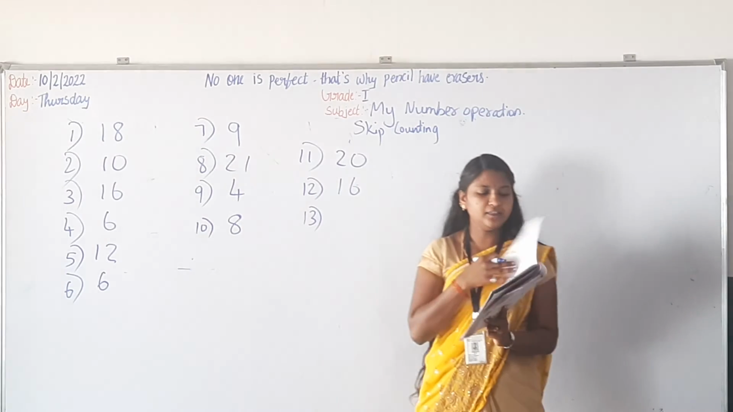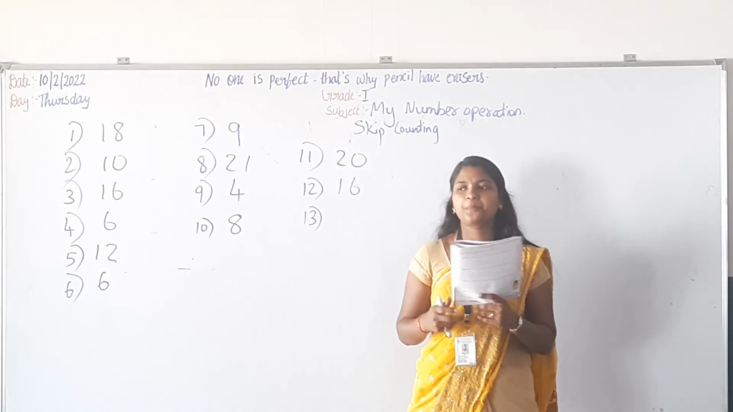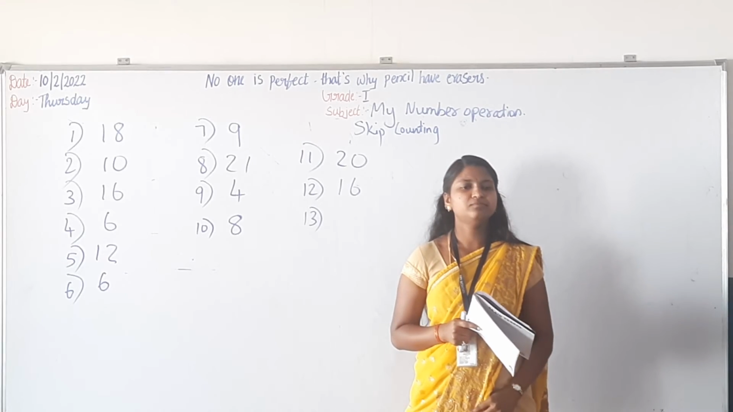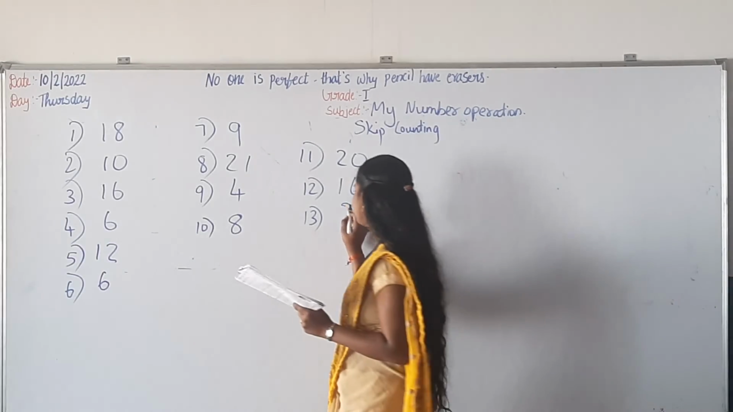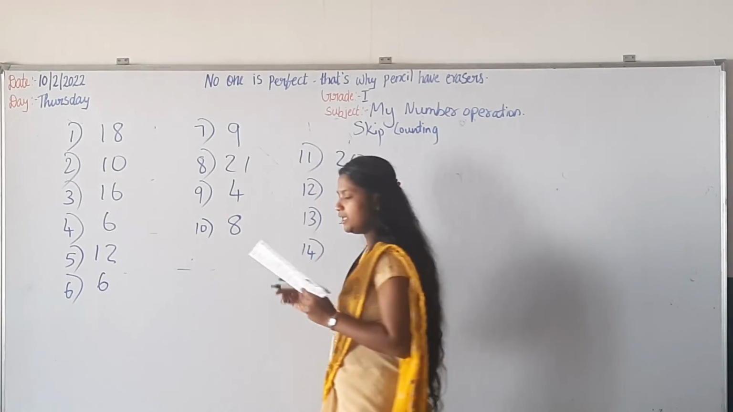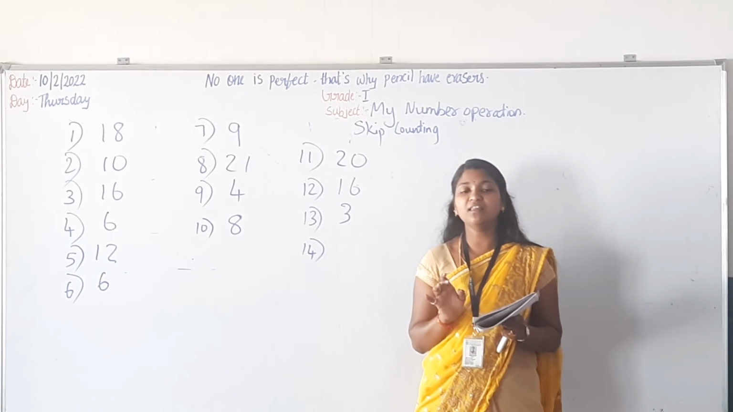Next page, 13. What are those? Butterflies. How many groups are there? One. How many butterflies are there? Three. Next, 14. How many cupcakes are there? Sorry, how many groups are there?